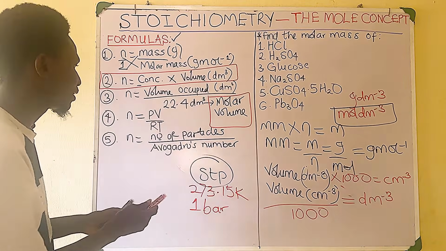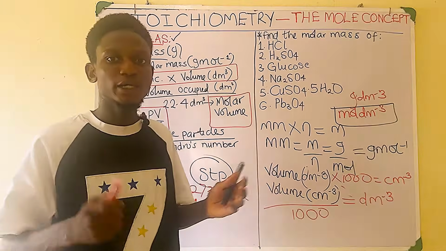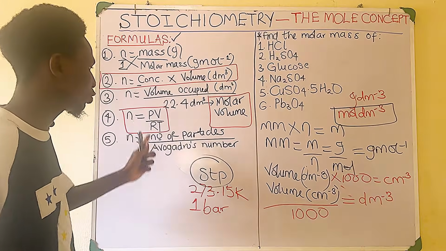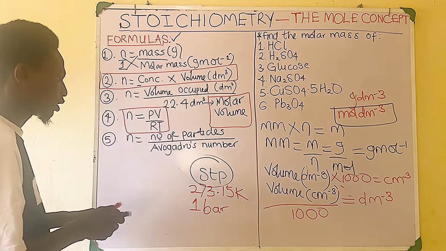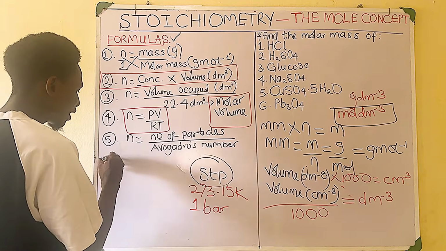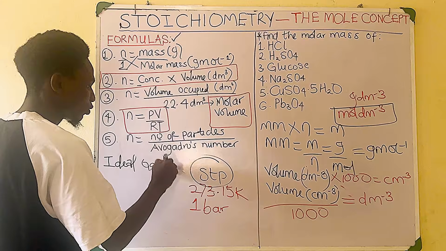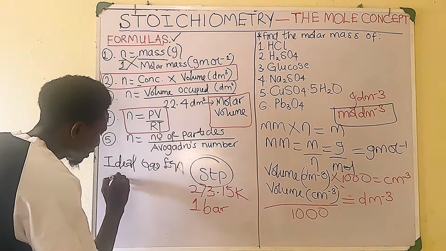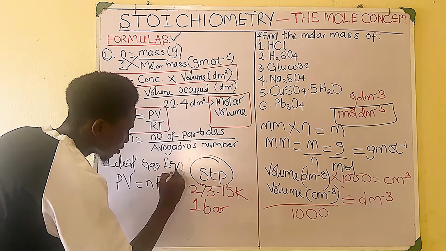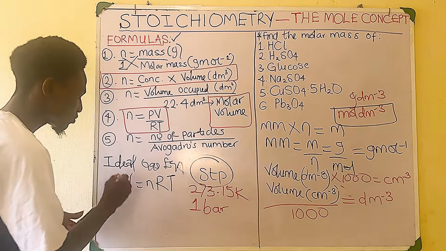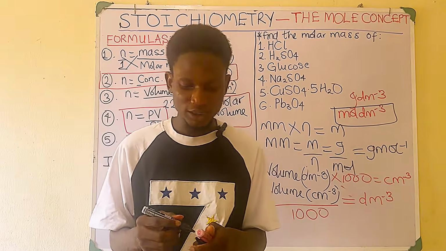Then the next one is n equals PV over RT. If you are conversant with the gas laws, you should know that this formula is related to something in the gas laws. It's called the ideal gas equation. The ideal gas equation states that PV equals nRT. PV equals nRT, the ideal gas equation. Now, this ideal gas equation, what is it telling us about?